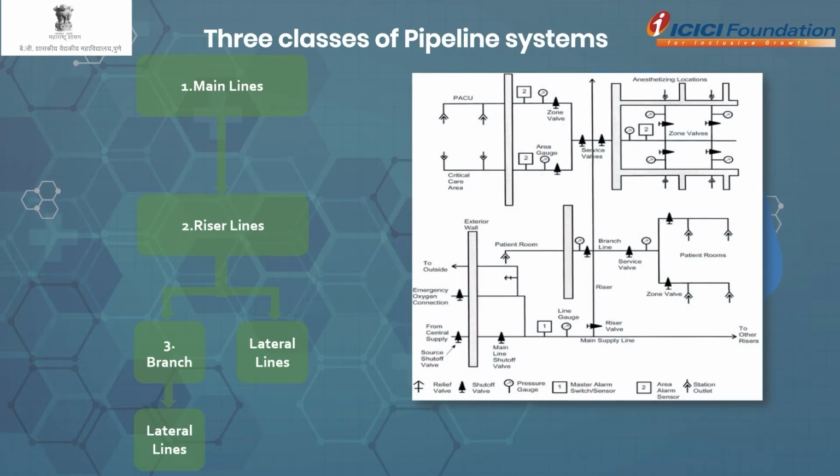In this figure you can see how complex the MGPS line could be. Whenever you are seeing any outlet at ICU end or OT end or patient end, a lot of complexities have already occurred from the source to the destination.